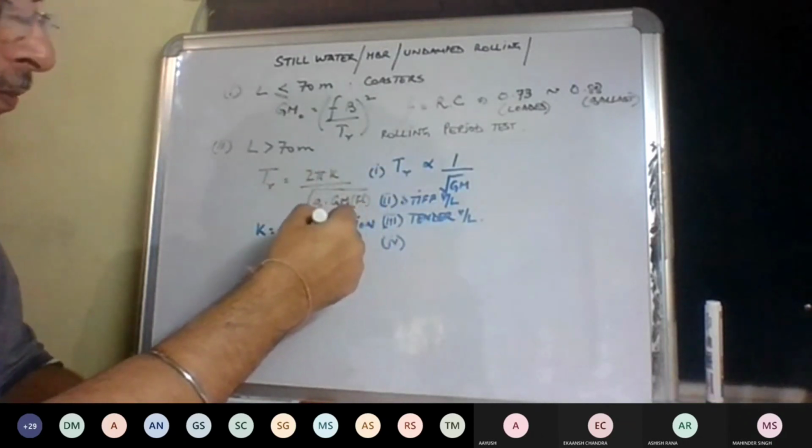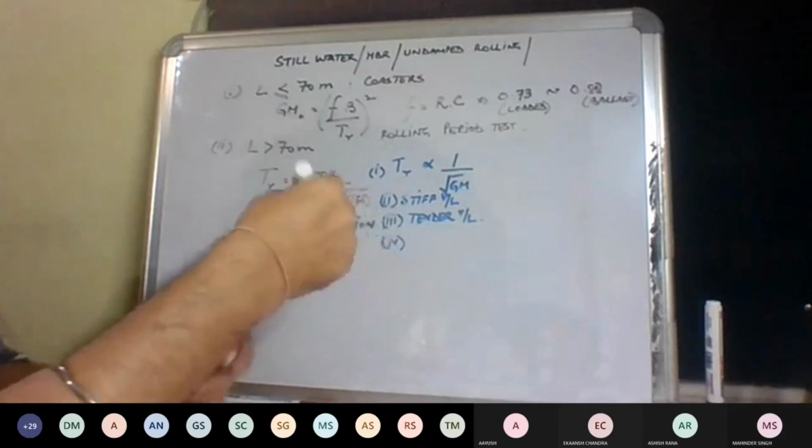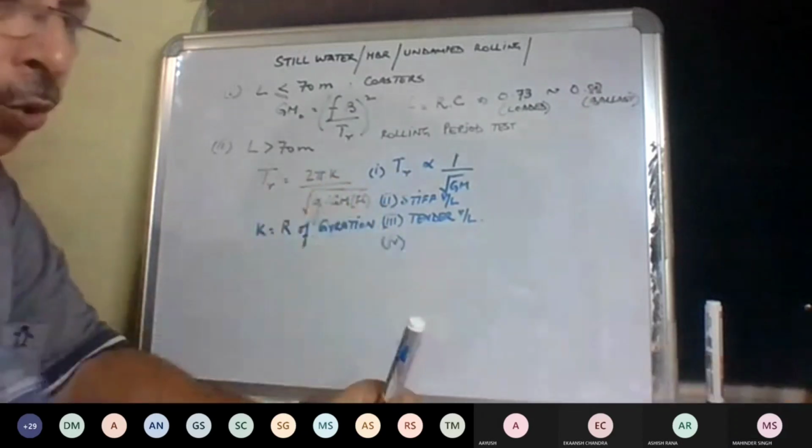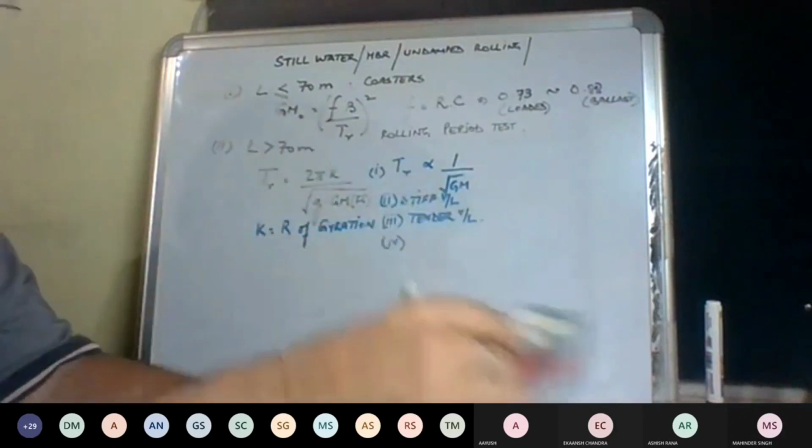Radius of gyration is basically the distance the weight is away from the center line of the vessel, about the axis about which the vessel will roll. So therefore, how much distance are you away?